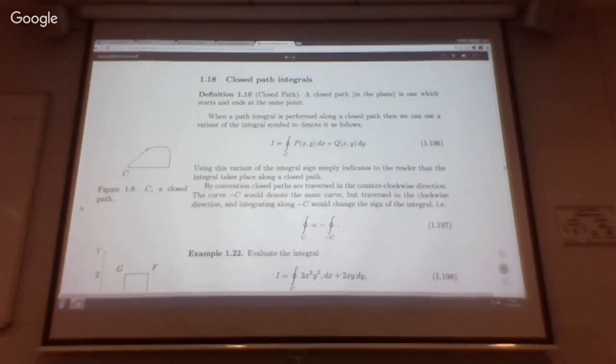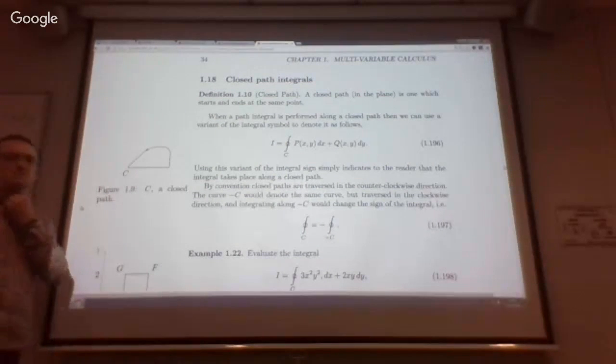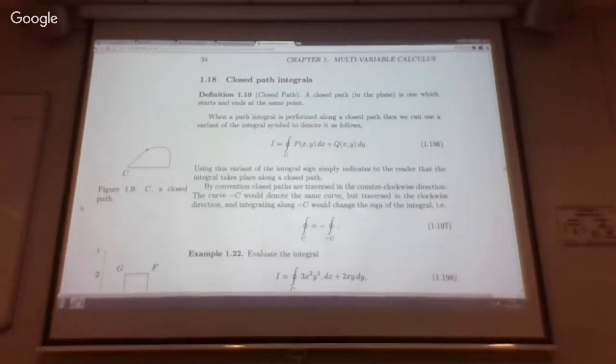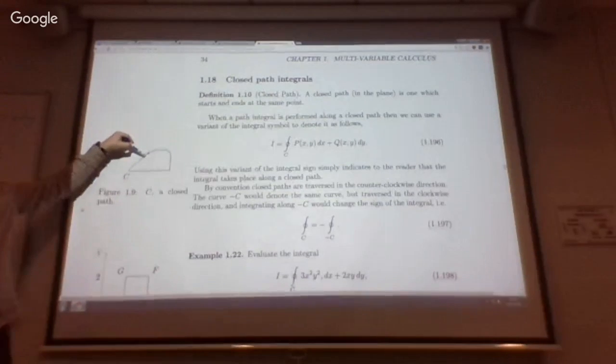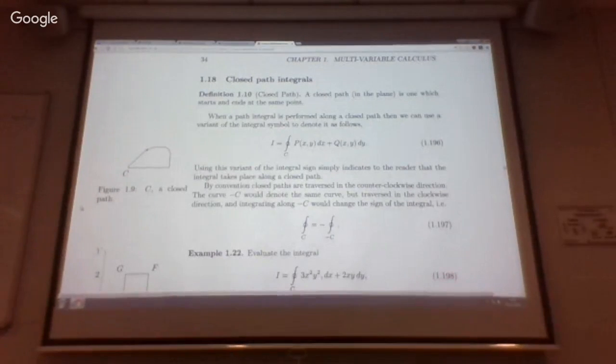These things here are called path integrals or curve integrals. So we speak sometimes about closed path integrals. Well, this isn't a closed path integral, because here we've got an open path, a path which starts and ends at different points. But if your path begins and ends at the same point, it's called a closed path, such as this one. It's like a closed loop. There's some point along it which is the start and end point.